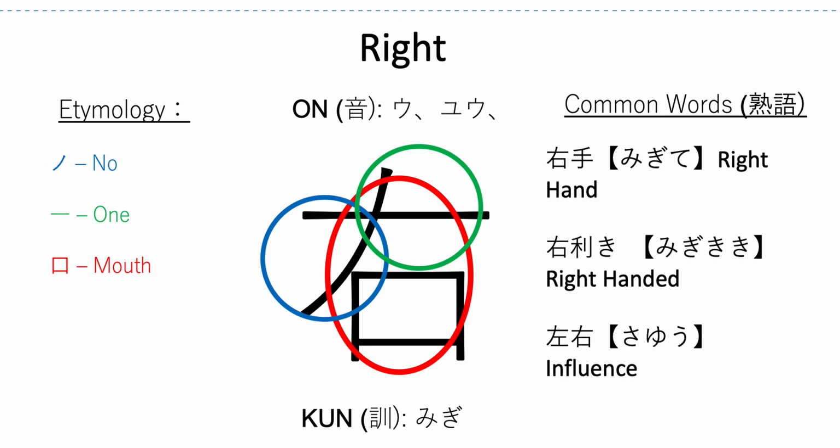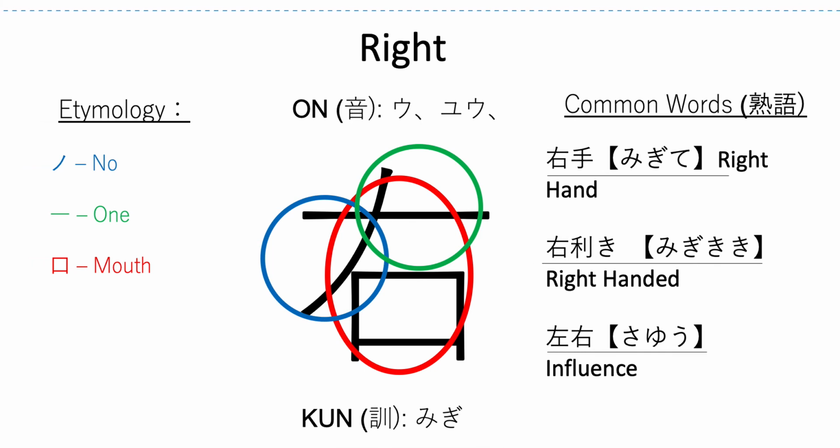With that though, let's look at some common words. So the first one we have is migite. Migite is referring specifically to your right hand. And of course, migi or sayu is influence. When we have left and right together, we're kind of dividing left from right. And lastly, we have migi-kiki. Migi-kiki. So migi, of course, is your right, and then kiki is to be handed, the one of which you use. So we have, I'm right-handed. If you are left-handed, you'll have to watch the other video.